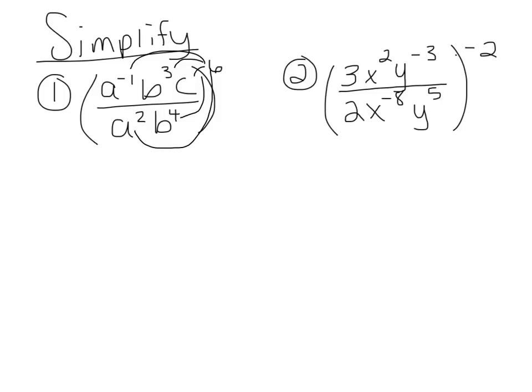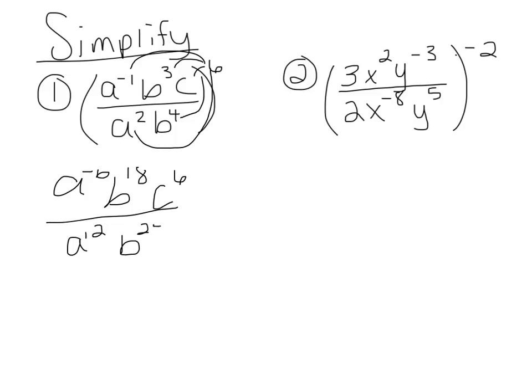So that gives me a to the negative 6. Remember, you multiply when it's a power to a power. B to the 18th, because 3 times 6 is 18. And then C to the 6, because 1 times 6 is 6. And then on the bottom, we're going to have 2 times 6, so a to the 12th. And then 4 times 6, so b to the 24th.